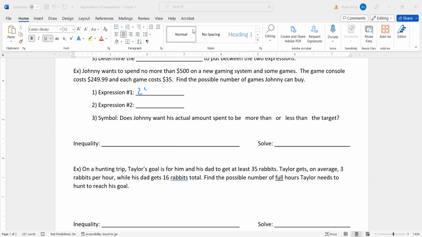Well, we know what's going to go into the cost. $249.99, right? That's how much the console costs. Plus $35 per game. X is the number of games. Expression number 2 is 500.